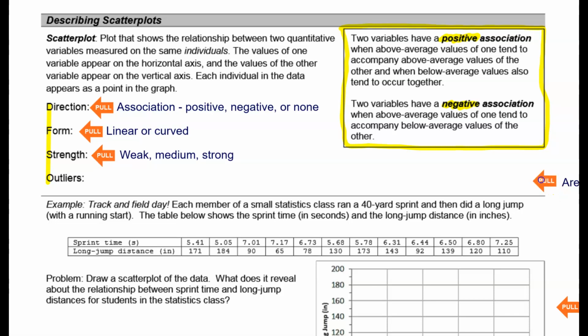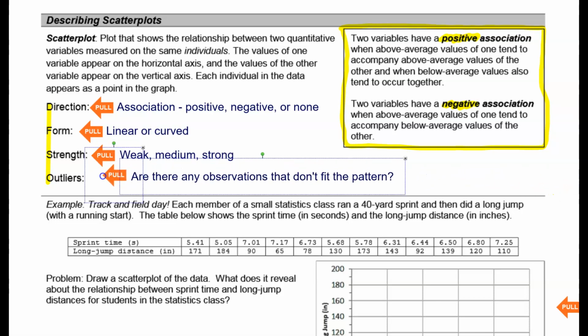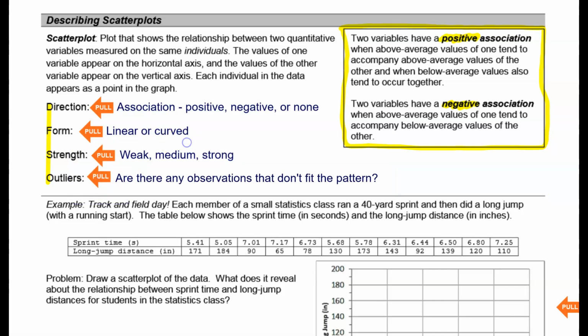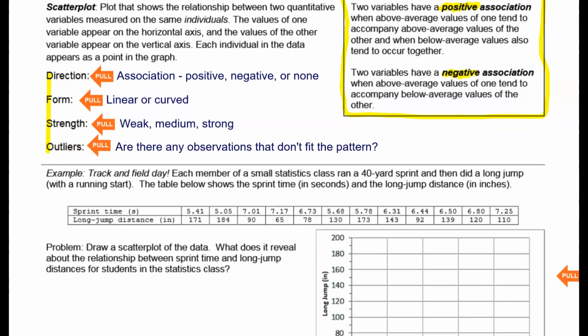Last but not least, outliers. Are there any observations that just don't fit the pattern that we see in the rest of the data? And if there are observations like that, we should address them. All right, so let's look at an example.